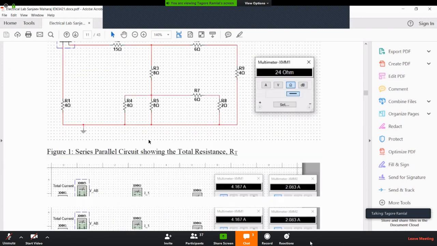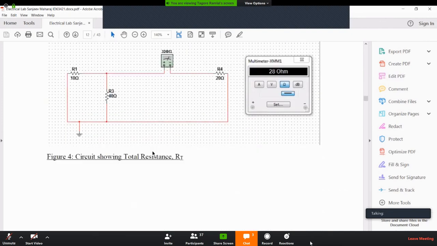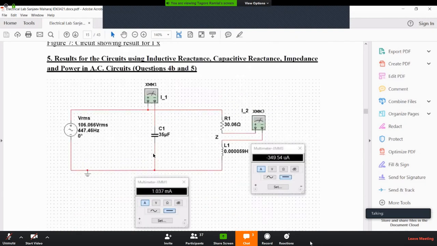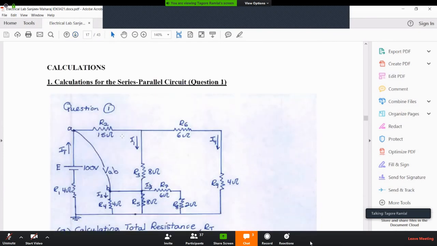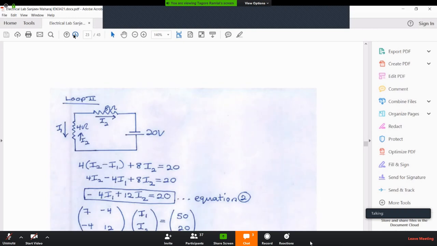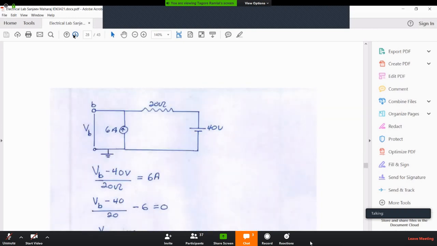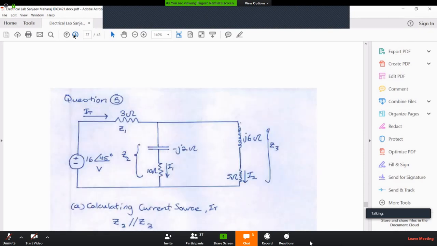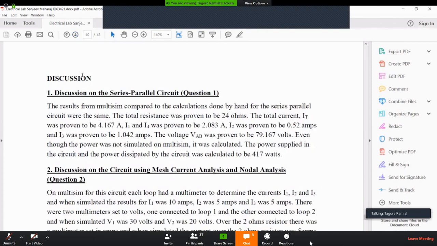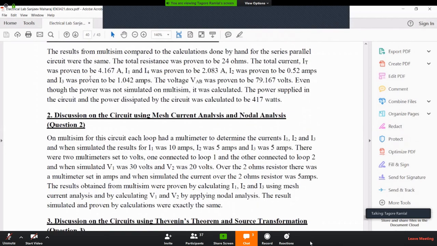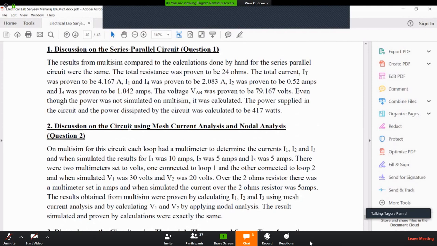The Multisim results, the calculated values. These are all the calculations going down the road, with respect to each of the questions. Just remember question five, part A. In the discussion, you compare the Multisim results with your calculated value, and try to be as short as possible, get to the point. So discussion one is Multisim results with calculated value, same thing for the rest.